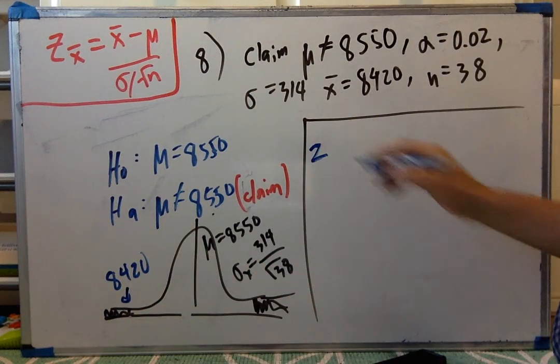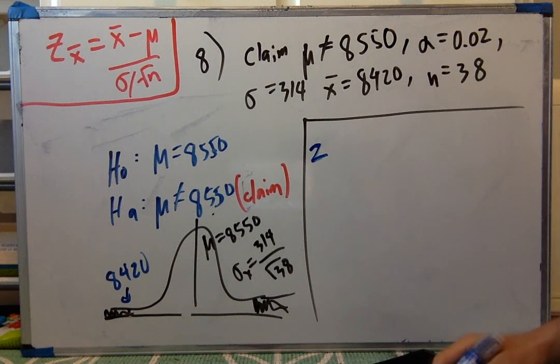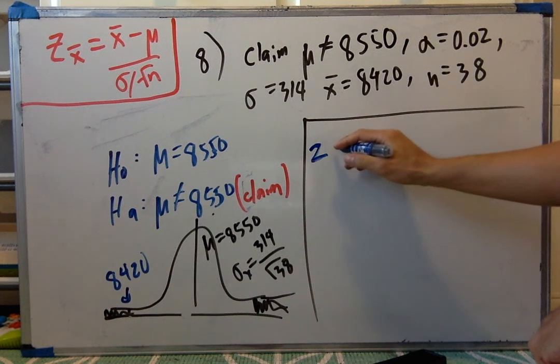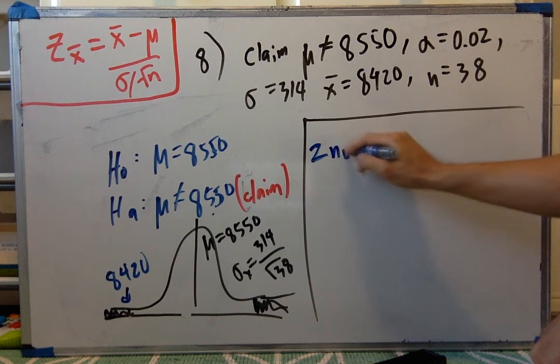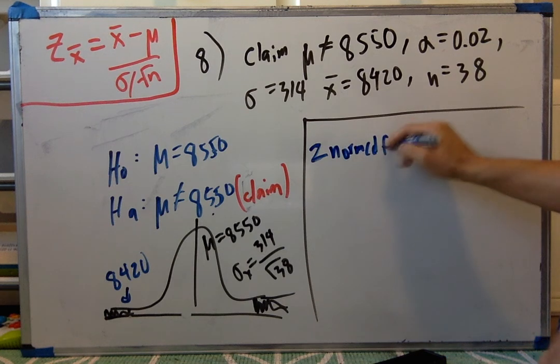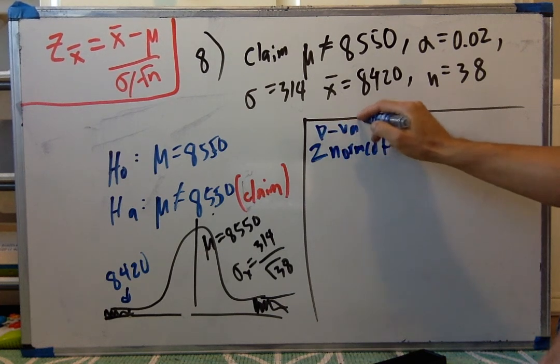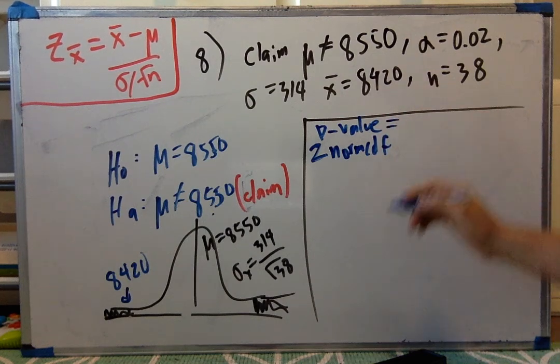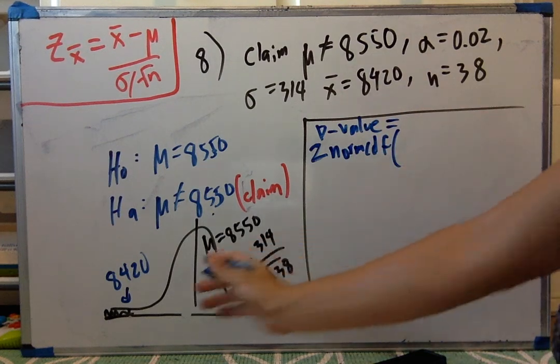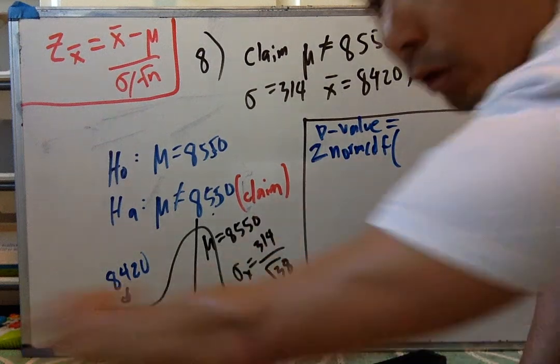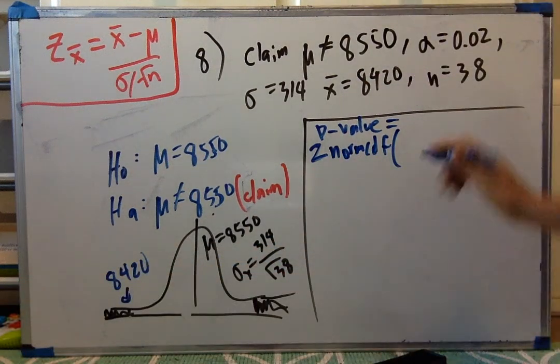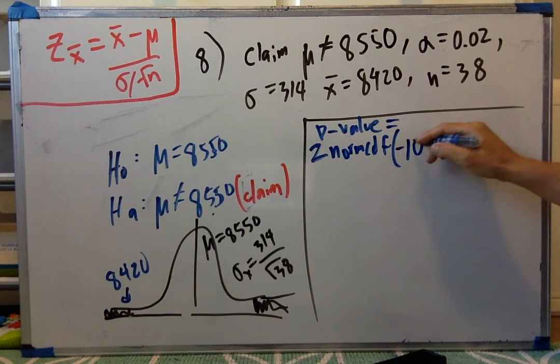We're coming back to the probability sections from a long time ago, and it's the same kind of calculation. 2 times norm CDF. The p-value is equal to 2 times norm CDF of the lower bound. The lower bound is going to go all the way to negative infinity, right? So normally we'd use negative 10,000.